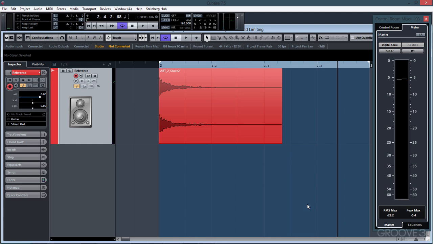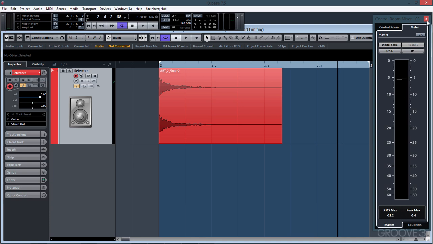Our peak value is as what we would suspect at minus 5.4, but now we'll see this RMS value is minus 28.2. And the reason why it's so small is it's taking into consideration our maximum value and our minimum value over a given period of time. It averages those together and gives us what we call an average loudness level, or RMS level.